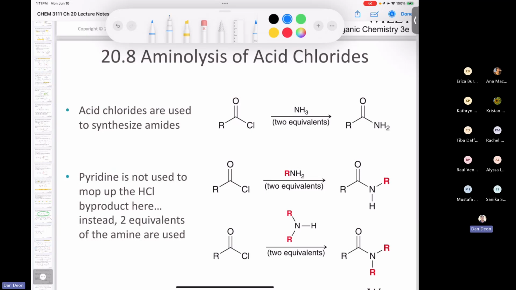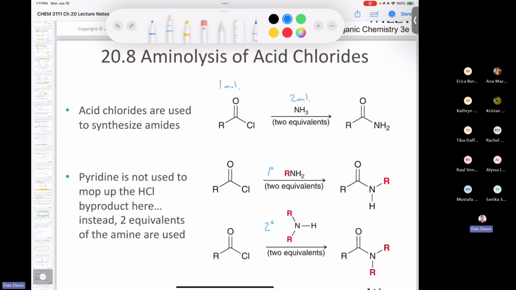Well, you see here that we have just that. We have ammonia, then we have a primary amine, and we have a secondary amine. And you notice that in each one of these reactions, you need 2 equivalents of your amine. What that means is if you have 1 mole of your acid chloride, you need 2 moles of your ammonia or your primary amine or your secondary amine. Now, why would you need 2 equivalents?